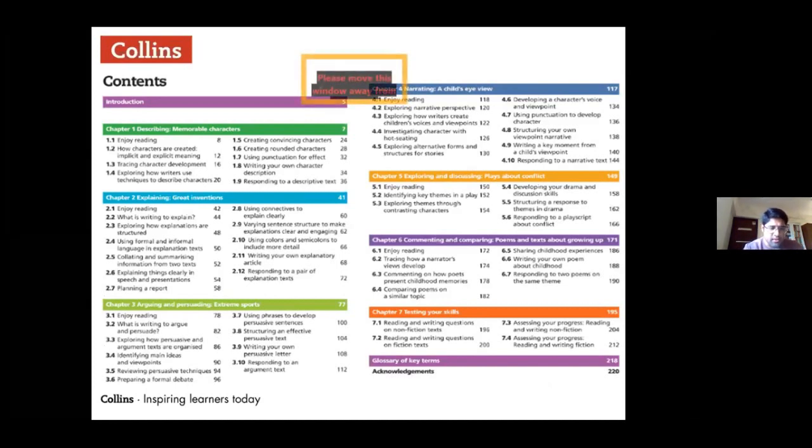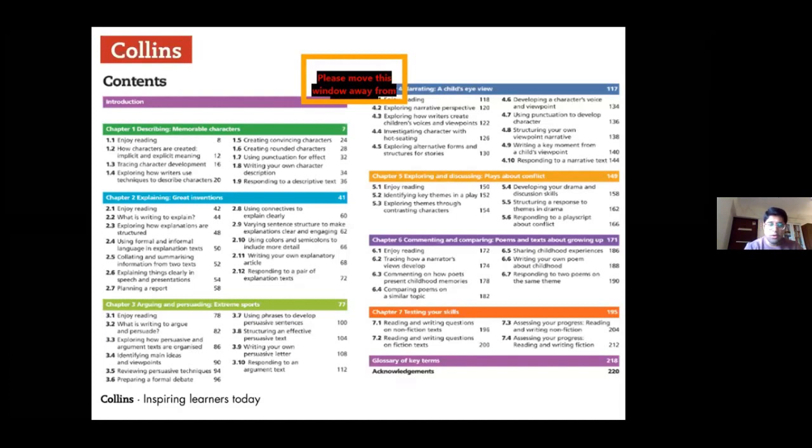It shows us what is writing to explain: exploring how explanations are structured, using formal and informal language in explanation types. They have asked questions like these in the exams for the new syllabus. Collating and summarizing information from two texts, they asked that as well in Lower Secondary Checkpoint. So you are basically teaching them all the skills and components which will eventually be necessary for your IGCSE First Language English. So I feel the new syllabus 0861 is really challenging in more ways than one, because of the challenge that is embedded in the student's book, and of course how you have to plan your lessons eventually.